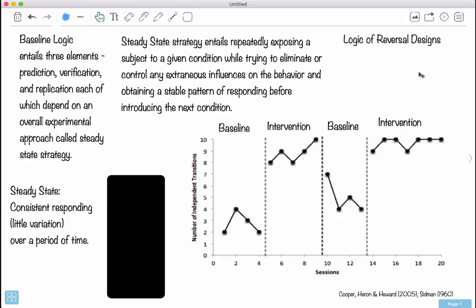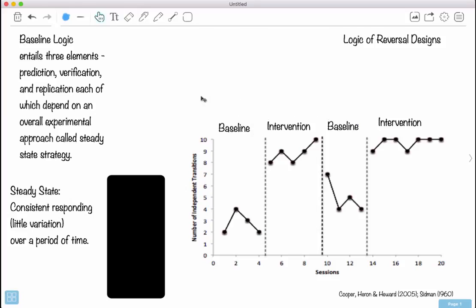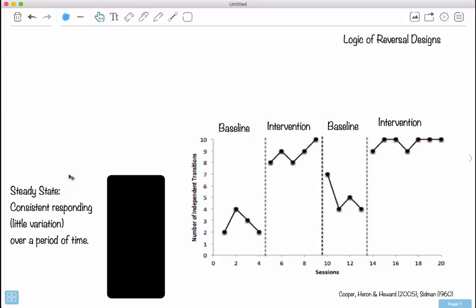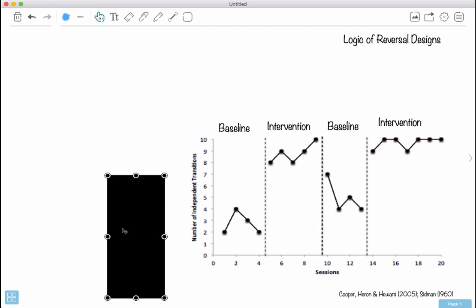So let's talk about this in terms of the withdrawal design shown here. First, we have baseline, and one of the purposes of the baseline is descriptive. This initial baseline shows us how the behavior is performed at present without the intervention having been introduced. And we want to get a steady state of that behavior initially.